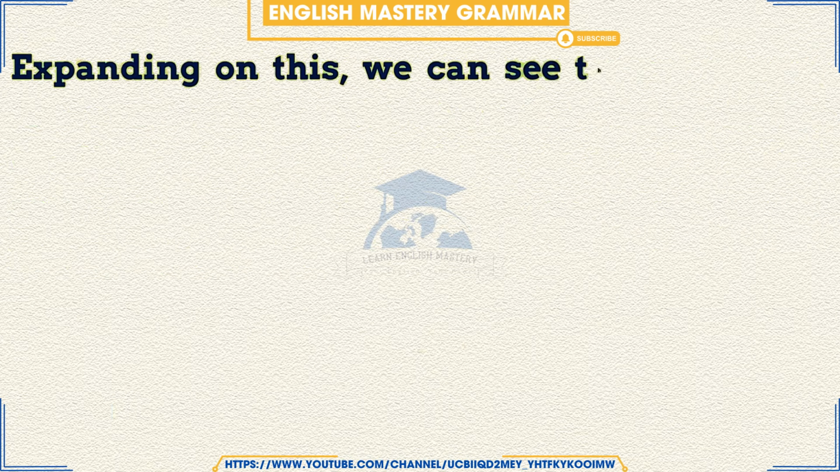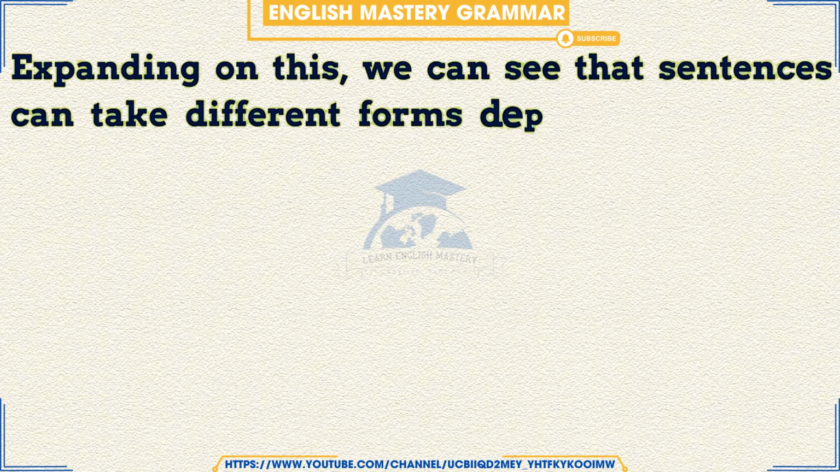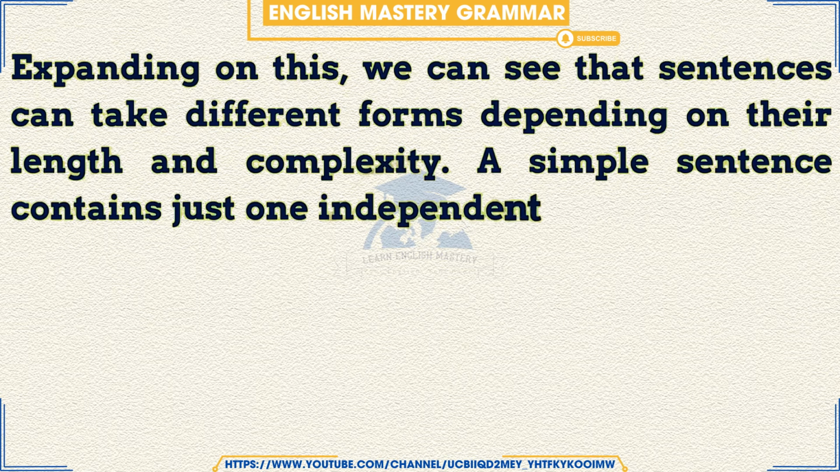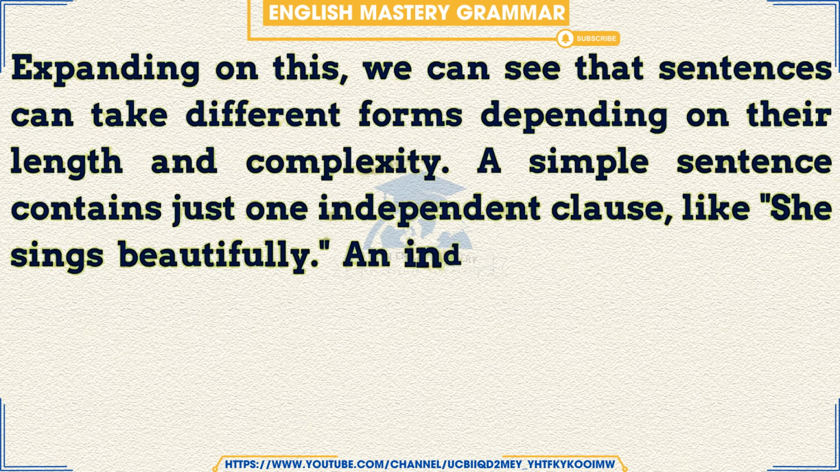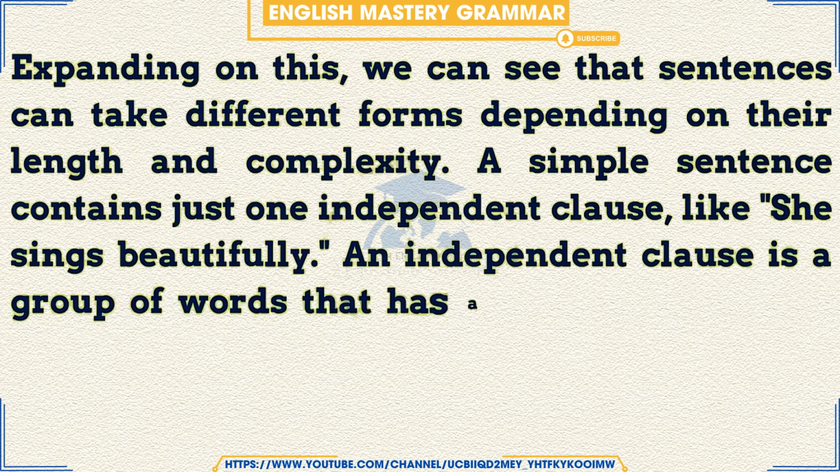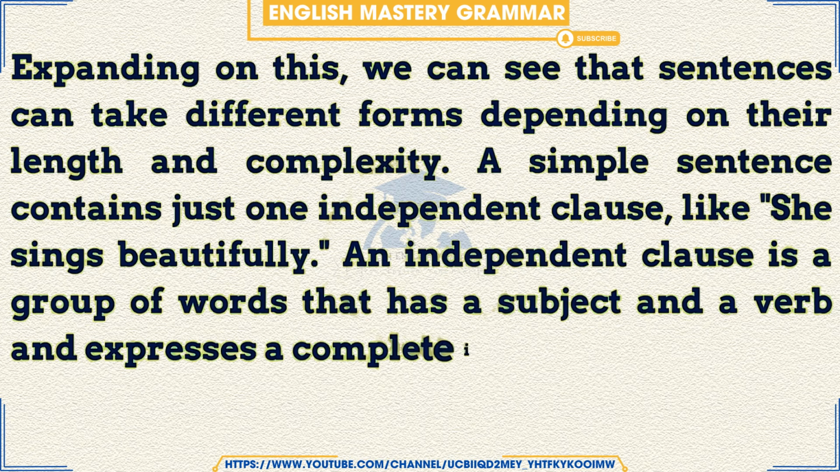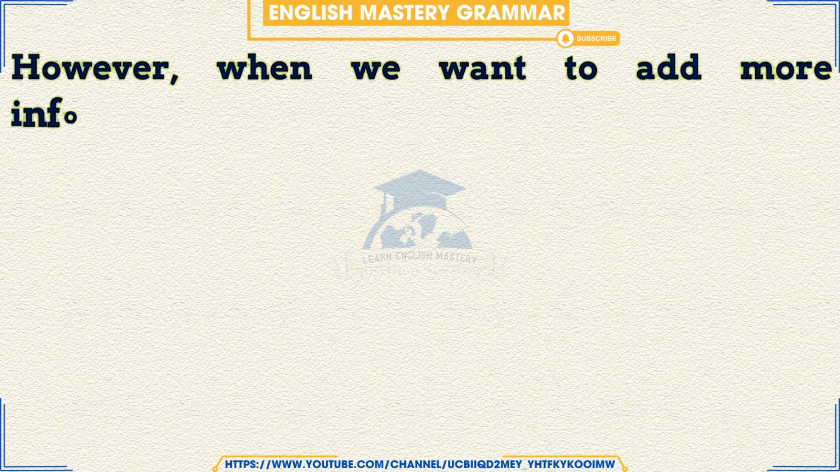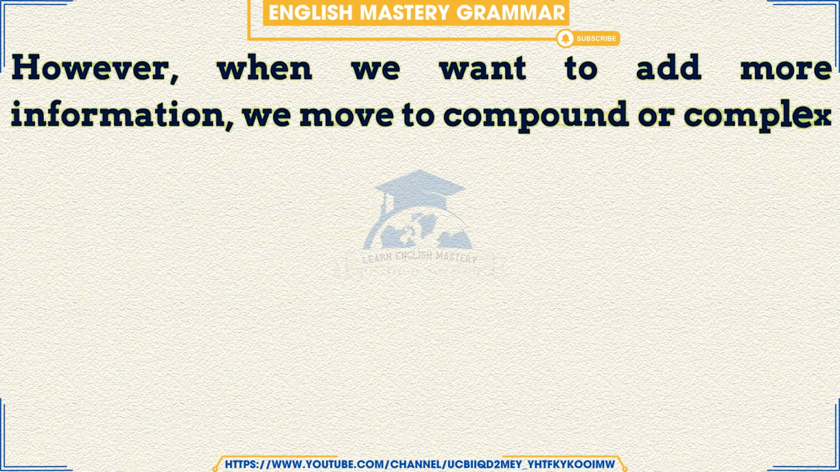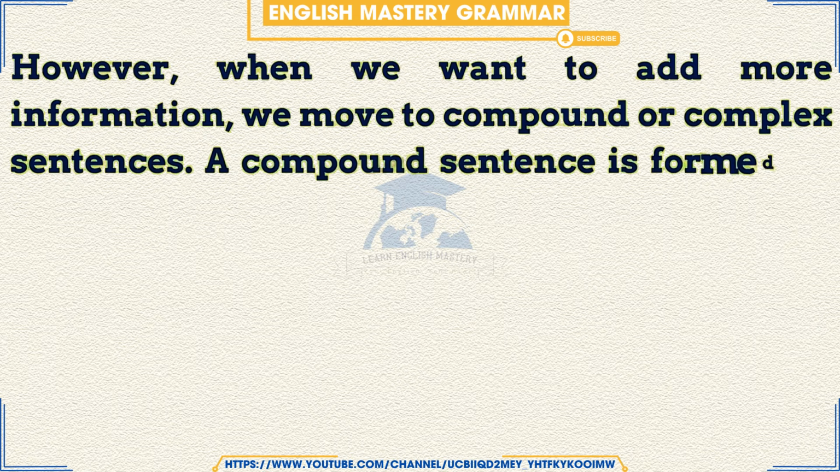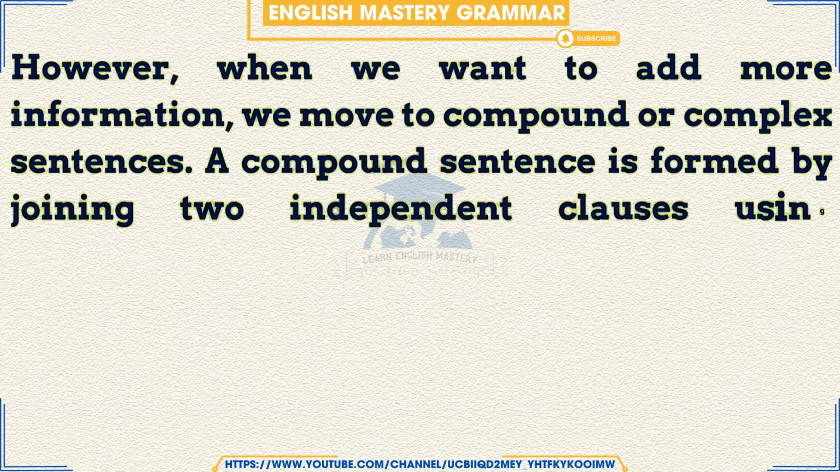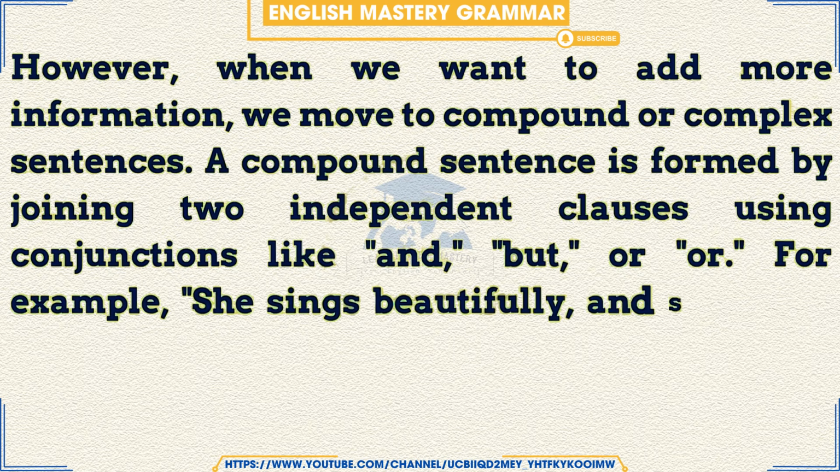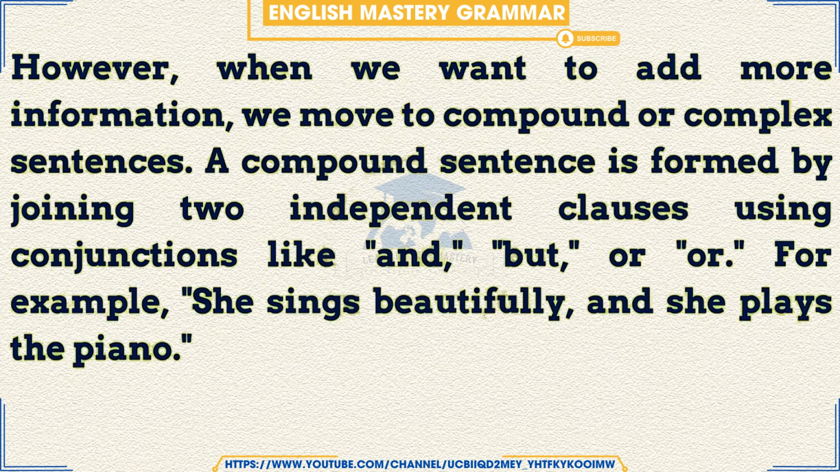Expanding on this, we can see that sentences can take different forms, depending on their length and complexity. A simple sentence contains just one independent clause, like "She sings beautifully." An independent clause is a group of words that has a subject and a verb and expresses a complete idea. However, when we want to add more information, we move to compound or complex sentences. A compound sentence is formed by joining two independent clauses using conjunctions like and, but, or. For example, "She sings beautifully, and she plays the piano."